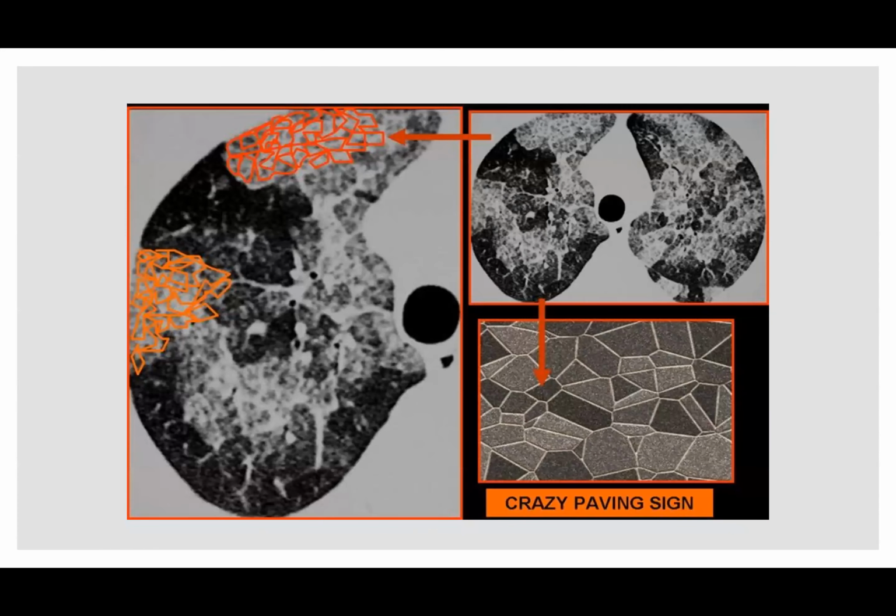So this is a scan of crazy paving, and this is what crazy paving in the real world looks like, and then superimposed in the lung fields.